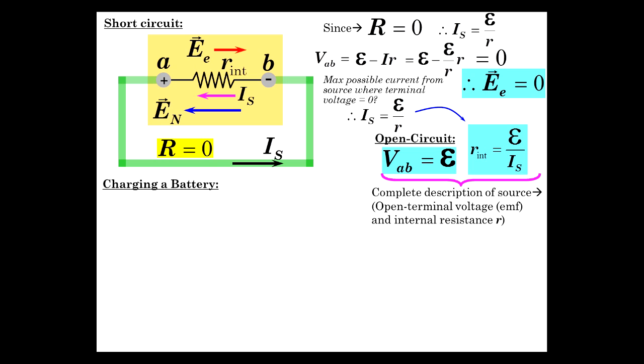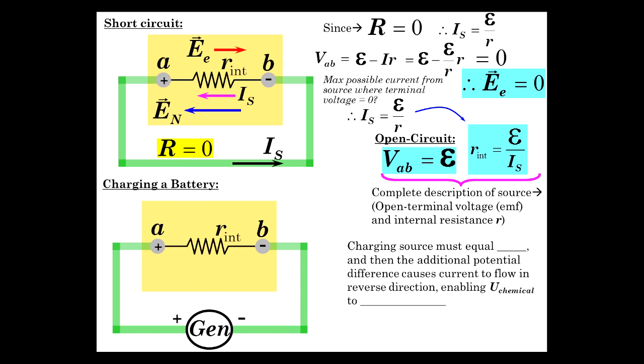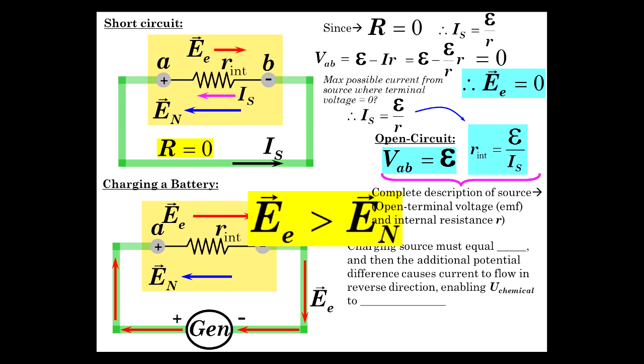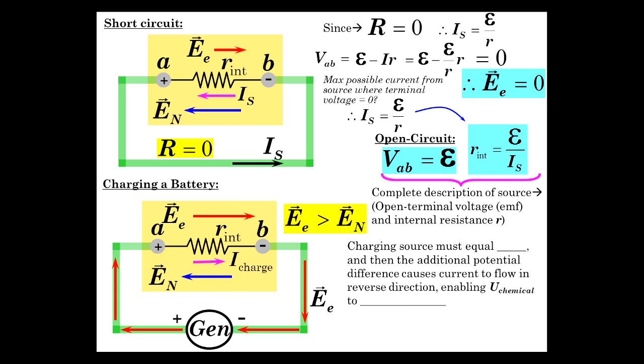All right, and now one last thing is the conditions for charging a battery. So here we have a battery, and we're going to put a generator instead of a resistor. Now we have a generator in the circuit, which actually is going to produce a bigger potential difference than the EMF of the battery. So what's going to happen is we have the non-electrostatic E field, but this generator is going to produce an electric field that's big enough that it's bigger than the non-electrostatic field, which produces a current through that internal resistance in the other direction. So we're going to call that I of charging, the charging current.